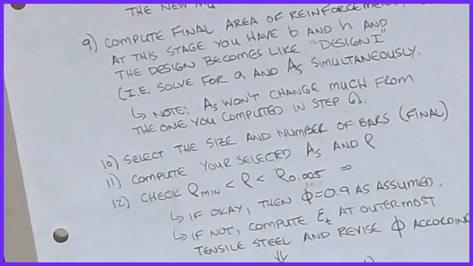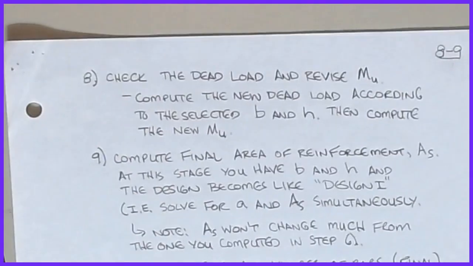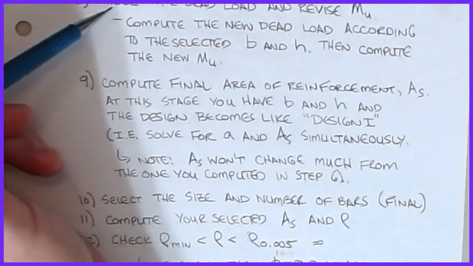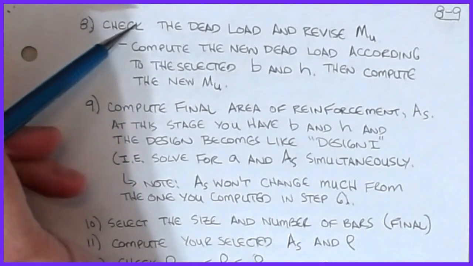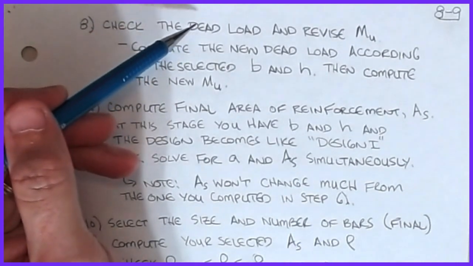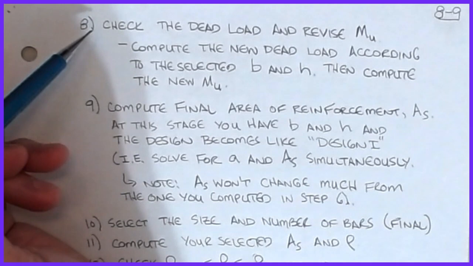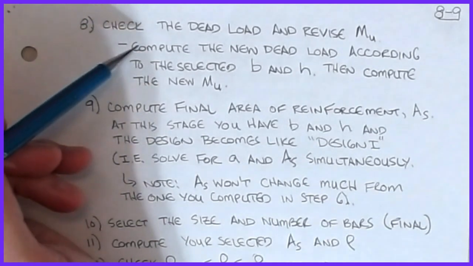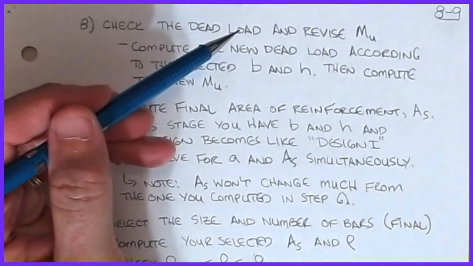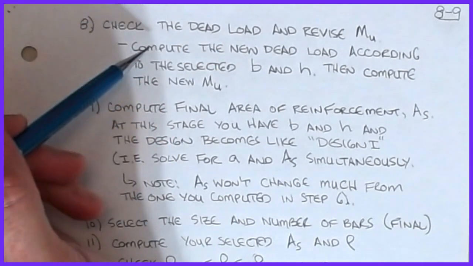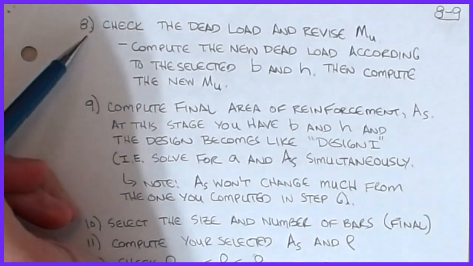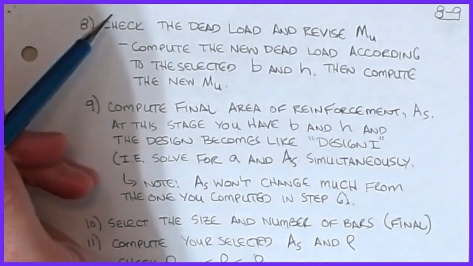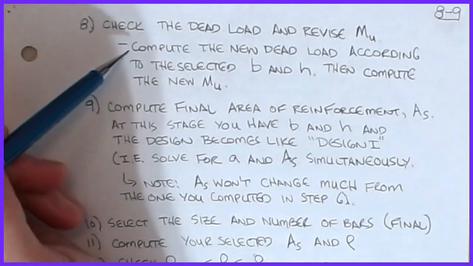Okay, step number 8 is that we're going to check the dead load and revise MU. Now, again, without knowing the beam dimensions, I can't possibly compute the dead load. But in our design 2 methodology, we took a guess and gave ourselves somewhere between 10 and 20% extra load to account for that extra weight. That's the protection or the shield for you, knowing that step 8 was coming, that you bump up early on to choose a size so that you're okay. And so that's why we did that.